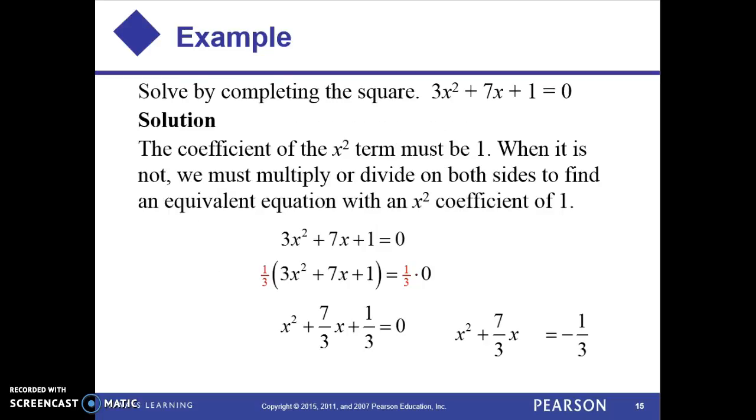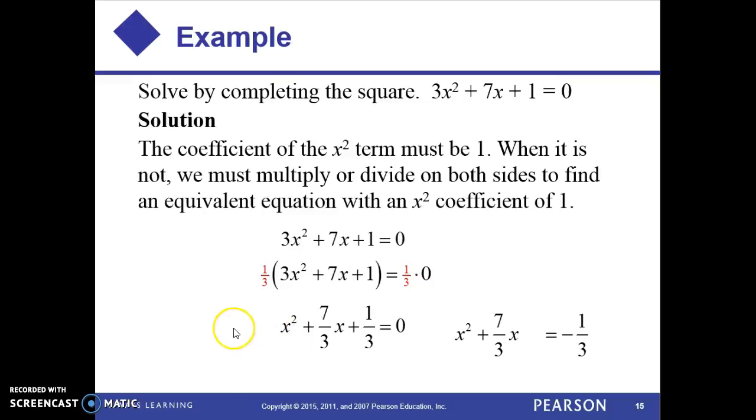Okay, so here we've got one. Trying to see what they did on this one. The coefficient of the x squared term has to be 1 in order for you to be able to use completing the square. So the first thing that they did was they multiplied everything in this equation by 1/3 so that we could get that coefficient to equal 1. So that's what we did first.